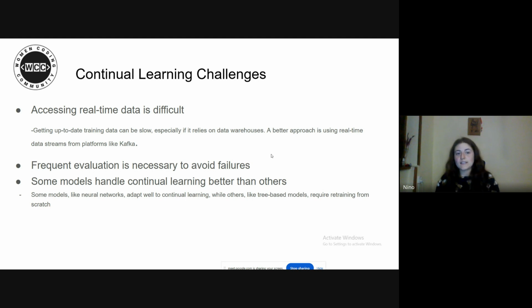The second one is that we need frequent evaluation, because if every day we get new data and we have to retrain our model, we also have to evaluate that our model is not biased. And the third one is that some models can't do continual learning. For instance, neural networks adapt to continual learning. But tree-based methods, XGBoost, random forest, no matter, they require retraining from scratch. So if you are using those algorithms, you can't use a continual learning method.